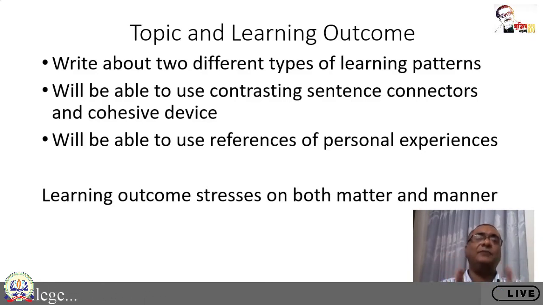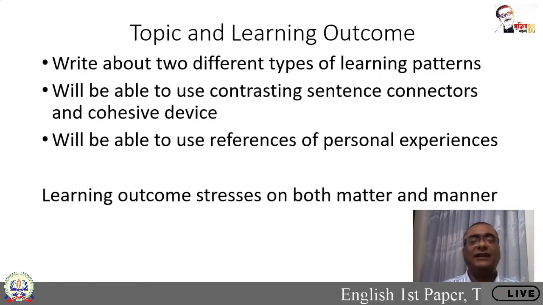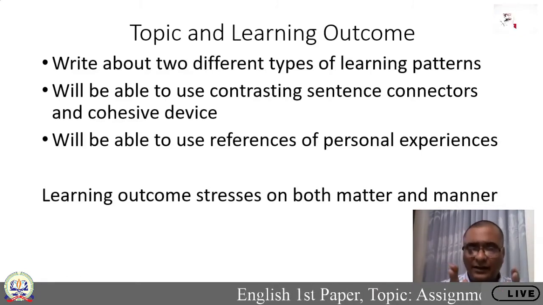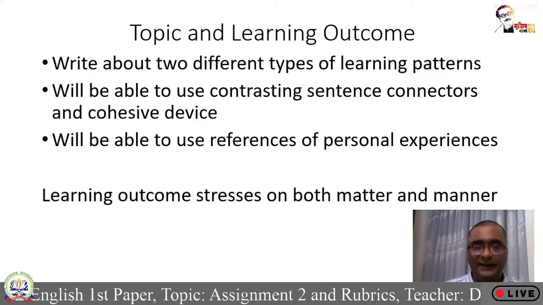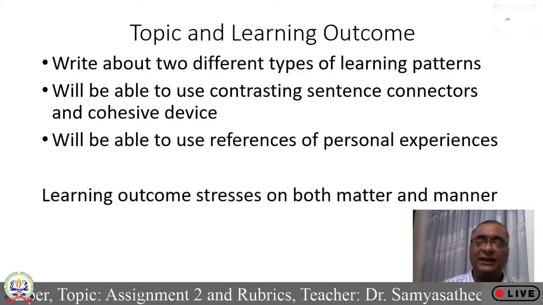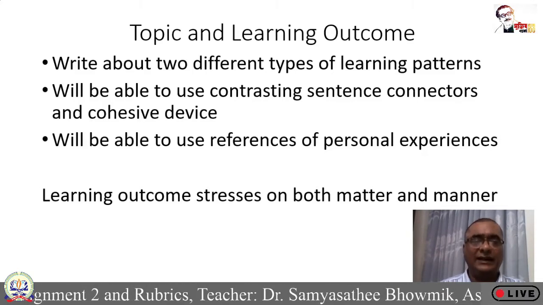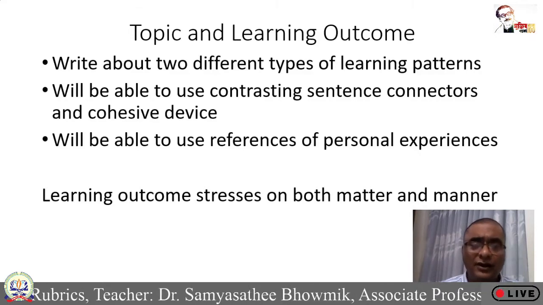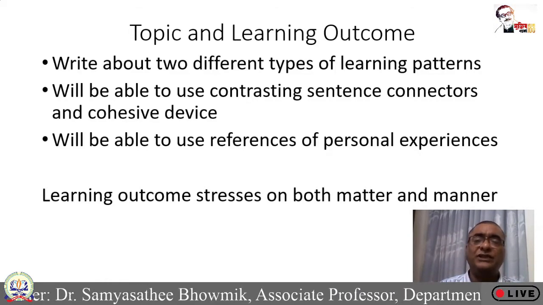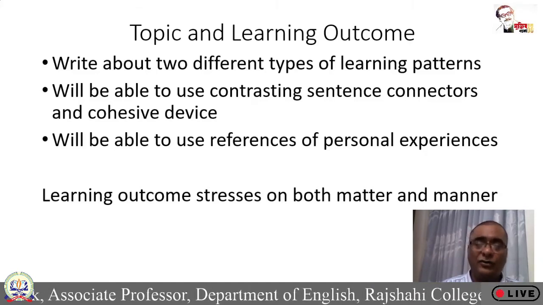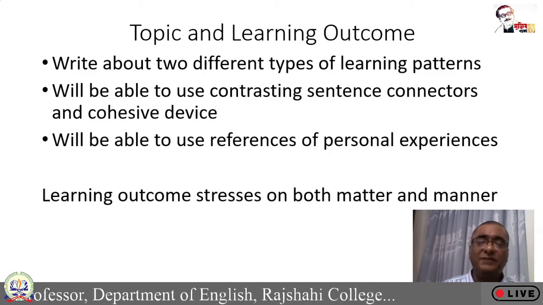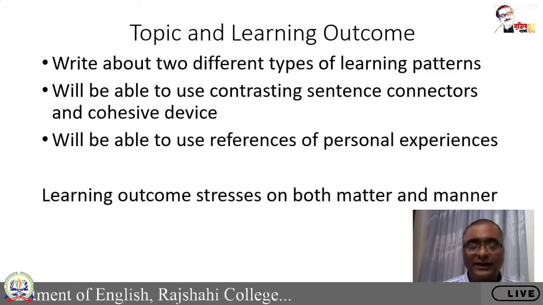So these two types of learning patterns, you will understand, and you will focus more when you prepare the assignment. We'll be able to use contrasting sentence connectors and cohesive devices. This is very important. When I told you at the very beginning that this particular assignment is focused on a contrast type of essay, basically there is comparison, but it leads to contrast. And you will understand how you can contrast two opposite things. What is the style? What kind of connectors? What is a connector? But, although, however, apart from, moreover, besides, again, so, that is why. So these are the connectors.